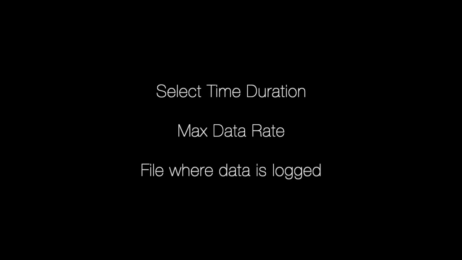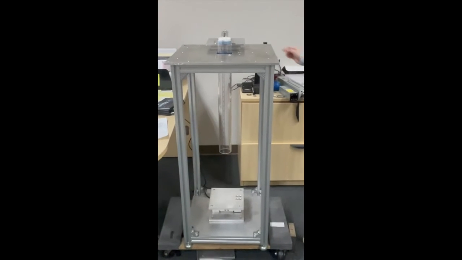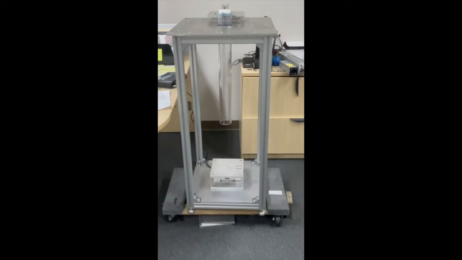For the actual drop test, select time duration, max data rate, and the file where the data is logged. Then press start and drop the ball from your desired height onto the sensor. For our test, we are dropping a 28-gram ball from about 3 feet.